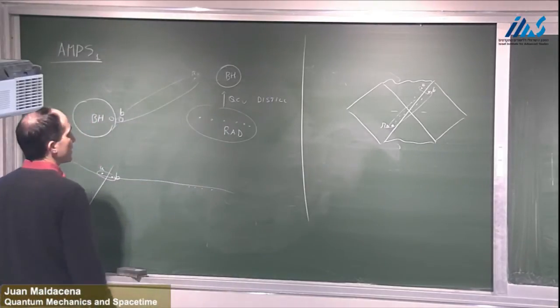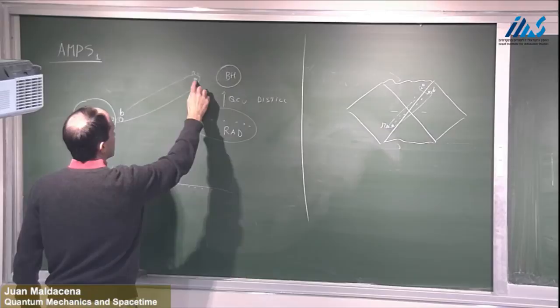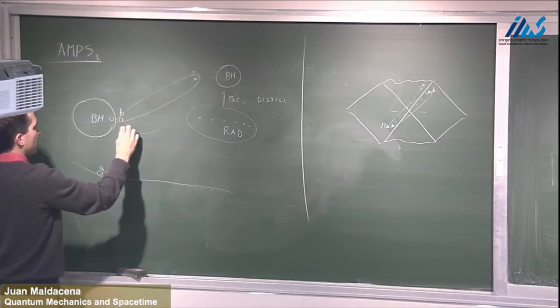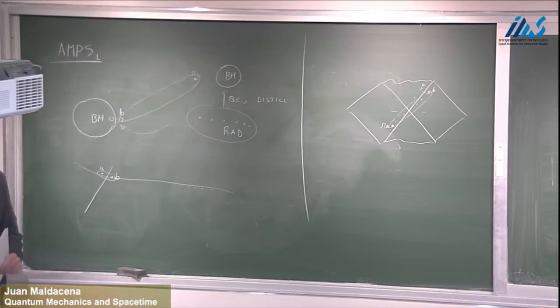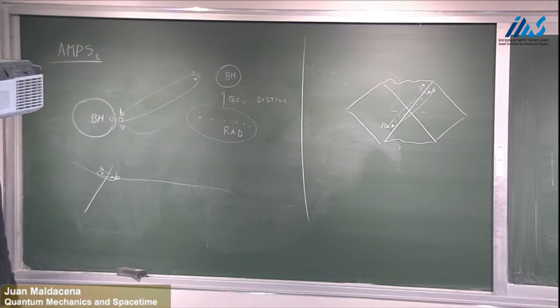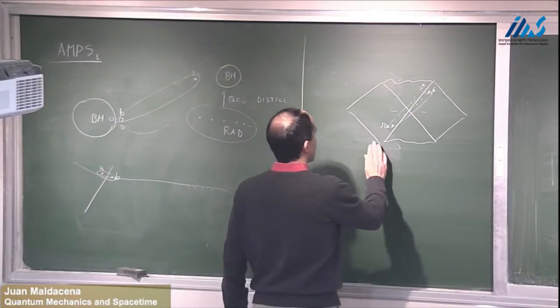And furthermore, what AMPS also said is that if we take this mode RB and we carry it and fall into the black hole, we can actually measure these three particles, but now they're measured by a local observer who actually can measure the three things, and we'd better get something reasonable, right? So what would happen in this situation?